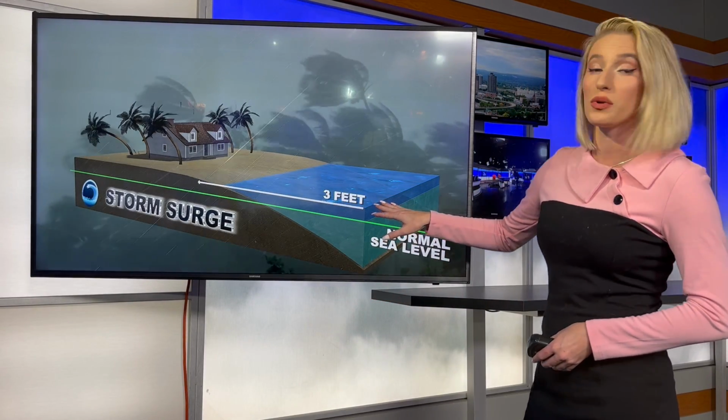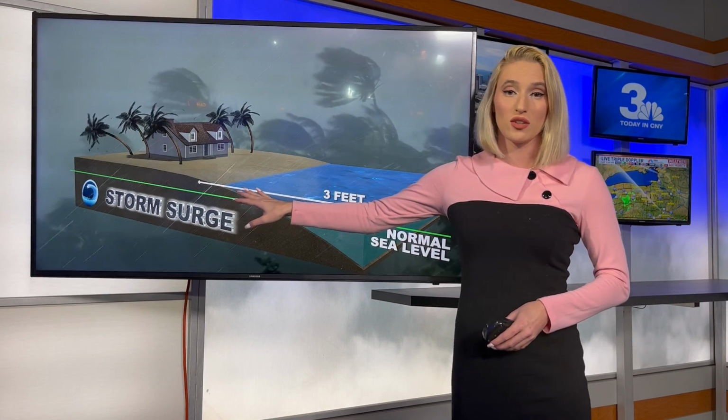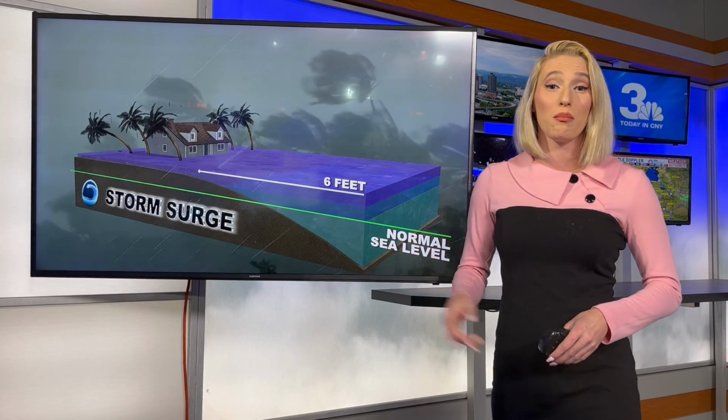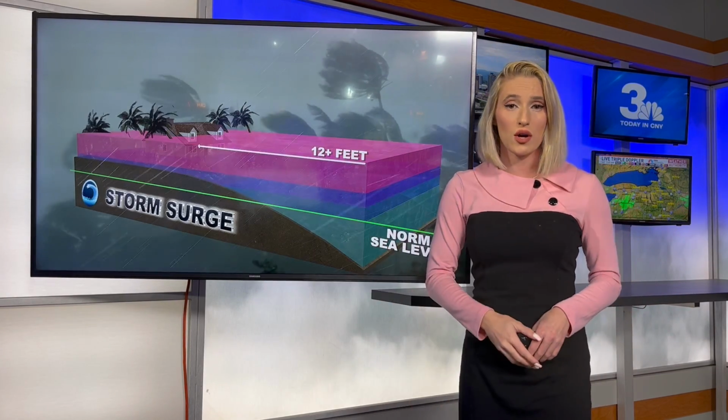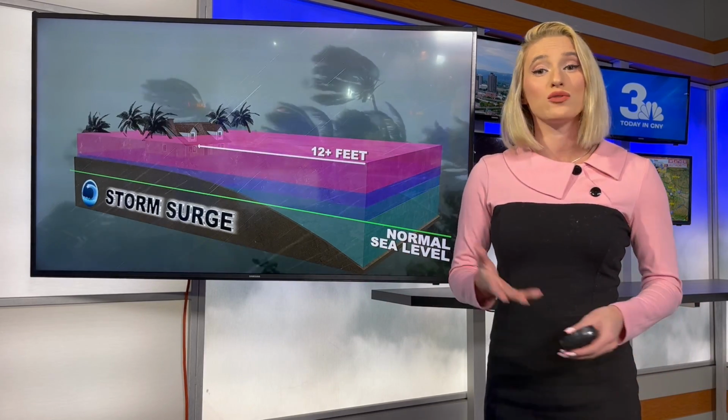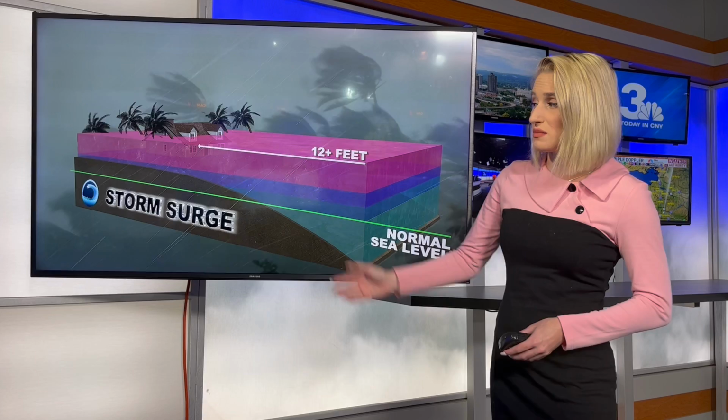So when we get up to 3 feet, that's when coastal areas start to see some water moving over the beaches and into the streets. Then when we get even higher than that, up to 6 feet, that is the average height of a car, so it can submerge many of them. Then even higher than that, up to 12 feet can cover many low-lying structures, including one-story homes.